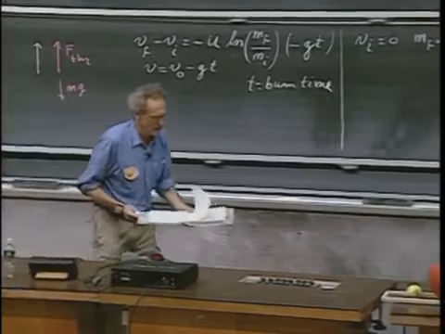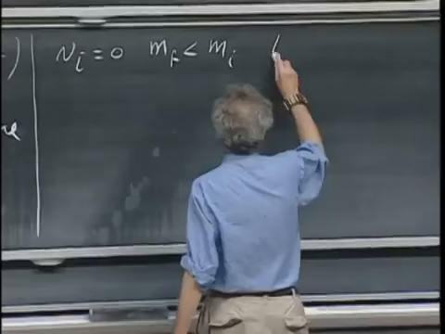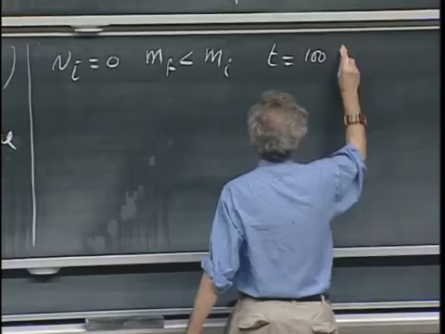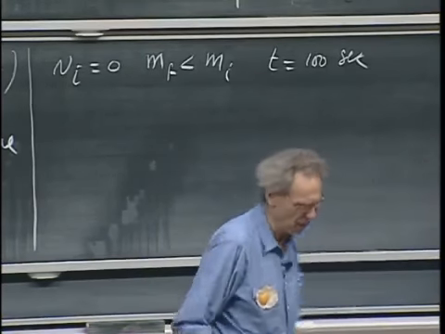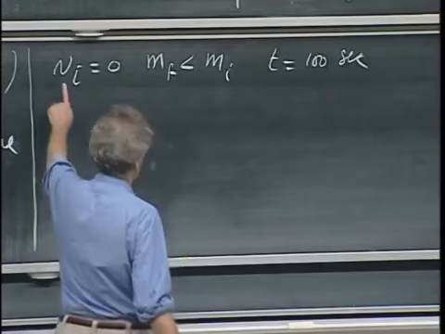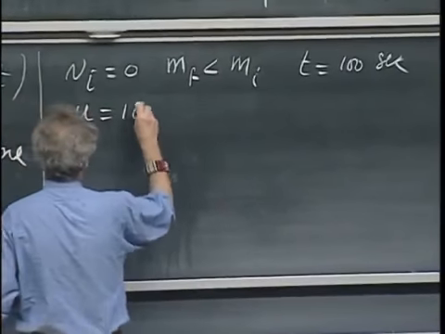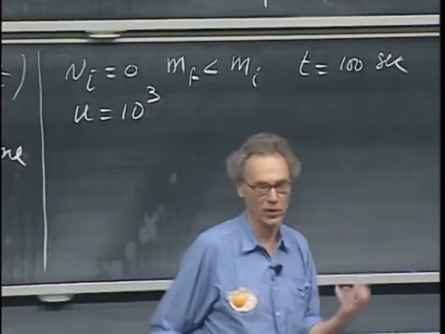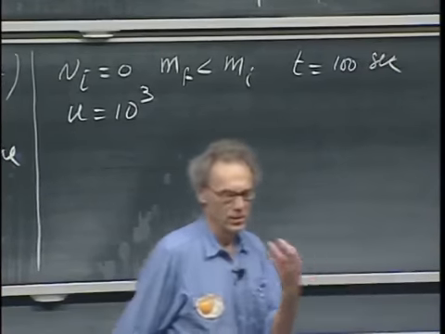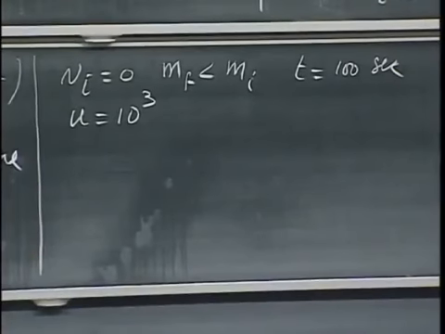Let's take an example with some numbers. It always gives a little bit of insight. We have a burn time of about 100 seconds, and the initial speed is 0. Let us take a case whereby u is 1,000 meters per second. That is less than the Saturn rocket, but it's still sizable. It's a kilometer per second. So the exhaust is coming out relative to the rocket with 1 kilometer per second.